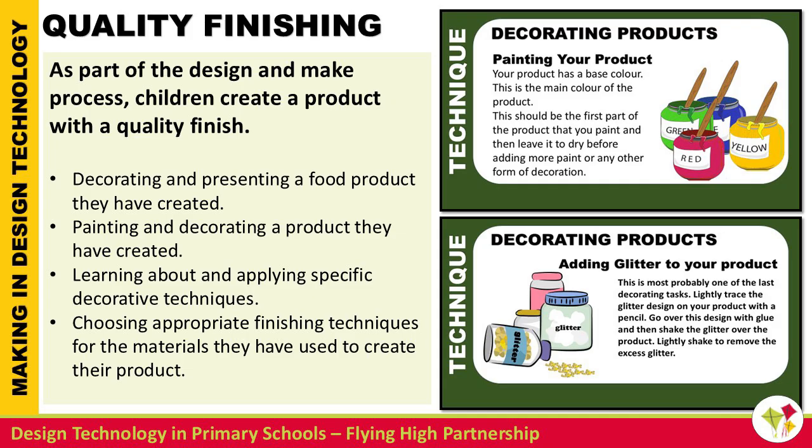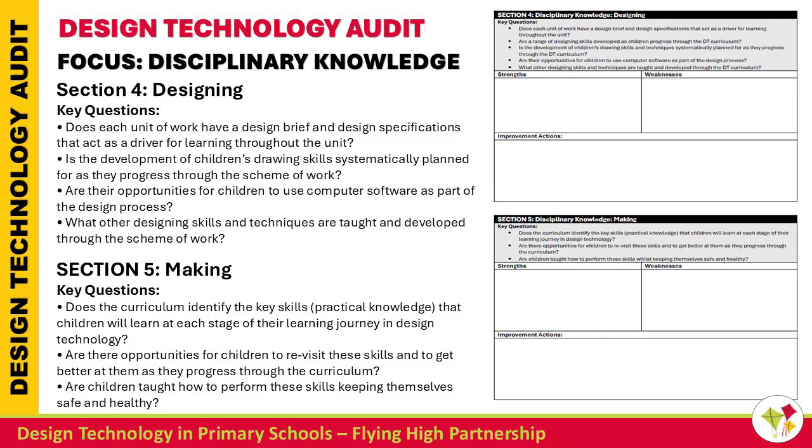It can be as simple as deciding on a base colour for the product, painting it, leaving it to dry before adding the final details, or it can be teaching a specific decoration technique, such as adding glitter to a product. Section 4 and 5 of the audit covers the disciplinary knowledge of designing and making.